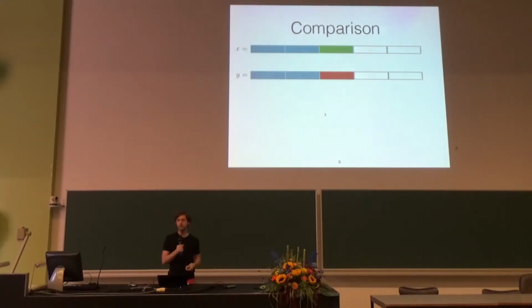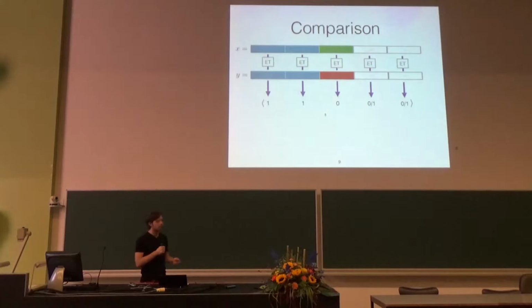So the goal now for the parties will be to obliviously select the first block in their input strings in which they differ. And to do so, it's quite natural to use equality tests to check which are the blocks which are not equal. So here it's a sequence of equality tests and local transformations. By applying a bunch of equality tests in parallel, they obtain additive shares of values which are either 0 or 1. 1 if the blocks are equal, 0 when they are different.